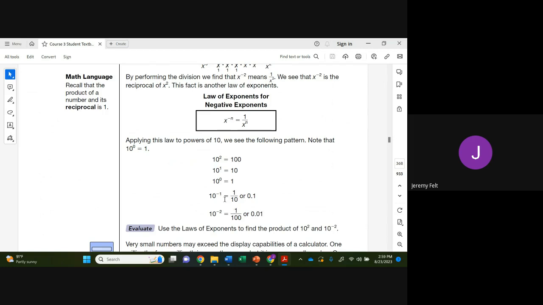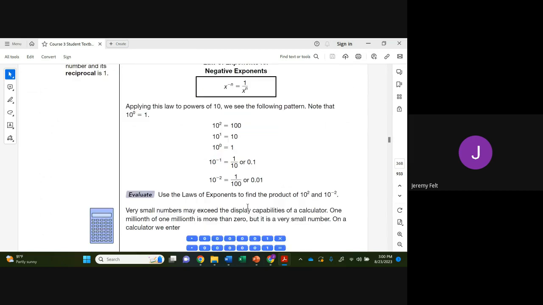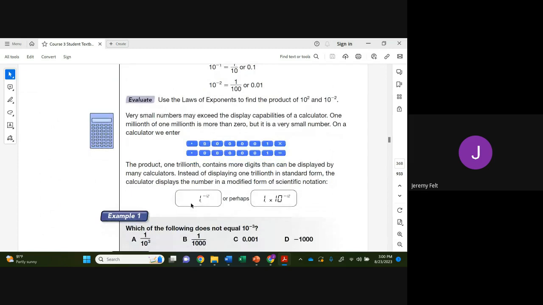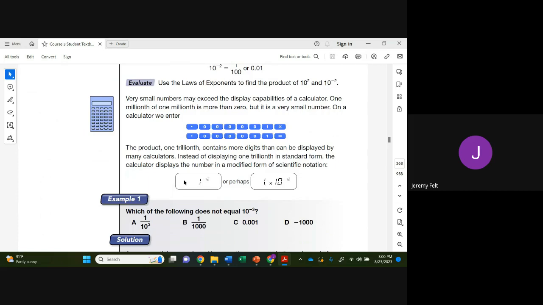So again, we're just moving the decimal. It's 10 to the power of negative 1. So now we went from 1 to 0.1 to 0.01. So every time this exponent goes down, we're going to be moving the decimal to the left that many times. So negative 1, we move the decimal to the left one place. Negative 2, we move it 2 places to the left. Okay. Then I'll show you in class how we can work with our calculators to put in negative exponents. If you need help with that, we can go over it.